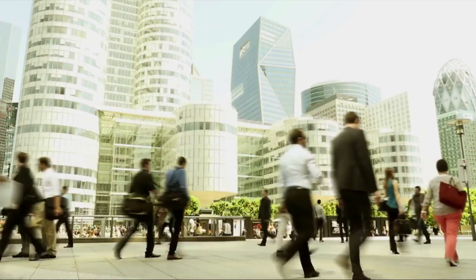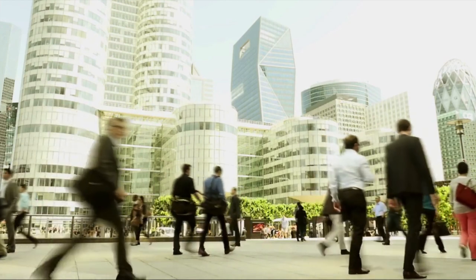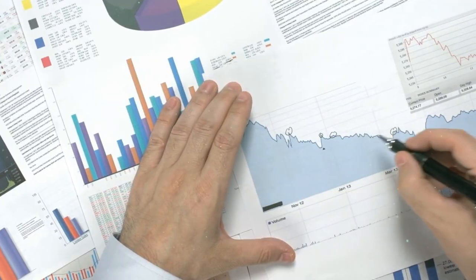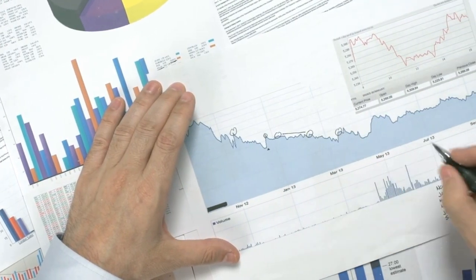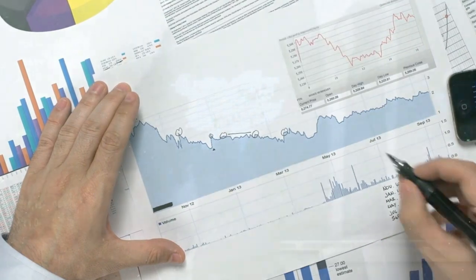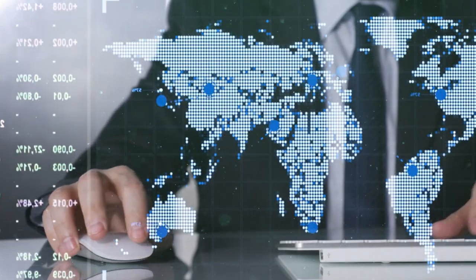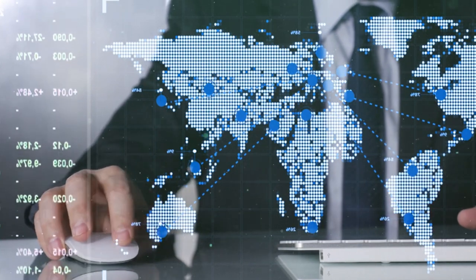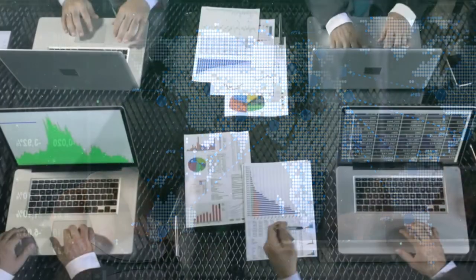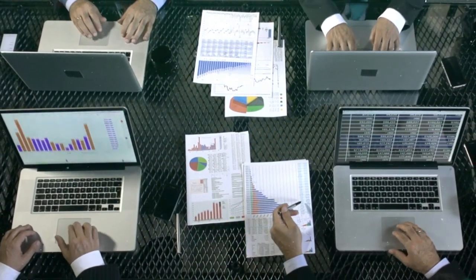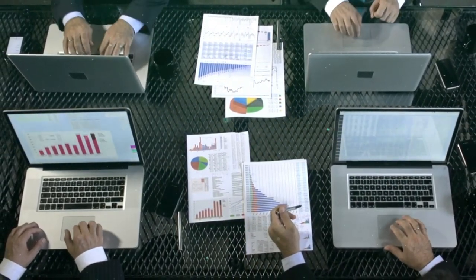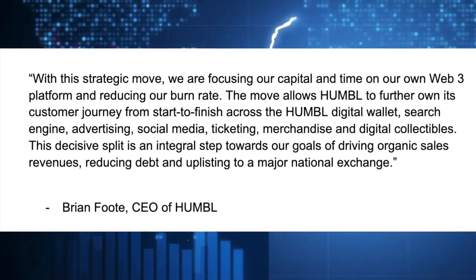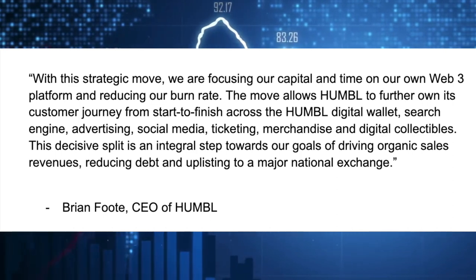And although this subsidiary provided some contributions to HMBL, the whole Takiri deal ultimately didn't result in any bottom line profits, which means that Takiri was actually increasing day-to-day operation expenses for HMBL. So by divesting from this subsidiary, this is going to help to reduce operating losses each fiscal quarter for HMBL. And now they'll hopefully be able to focus on their core Web3 technologies that should also help to reduce any overhead that they have. With this strategic move, we are focusing our capital and time on our own Web3 platform and reducing our burn rate.